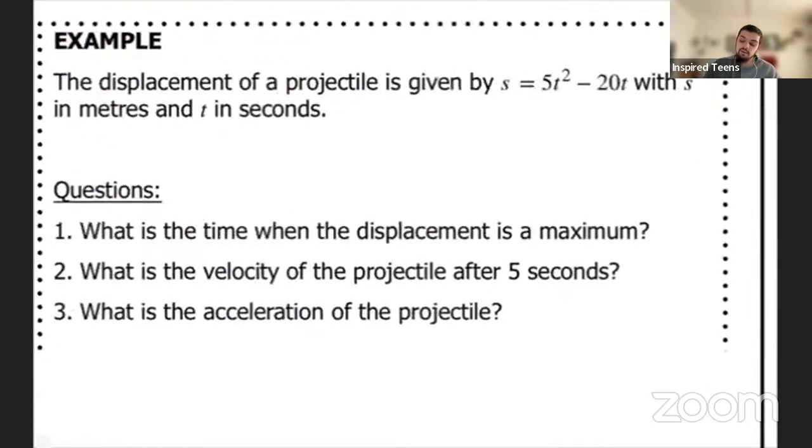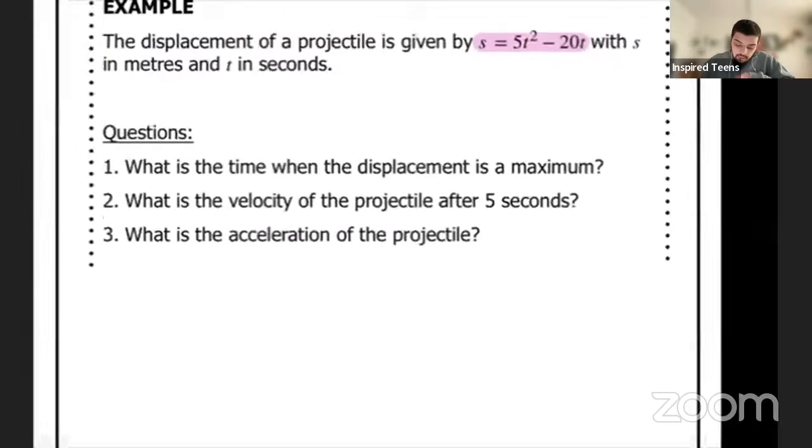Example: the displacement of a projectile is given by s is equal to 5t squared minus 20t, with s in meters and t in seconds. So we have a formula for displacement. Again, the key thing is understanding what equation is given. What are we working with? In this case, displacement. If we substitute any time in seconds into this formula, it gives us the displacement of this object.